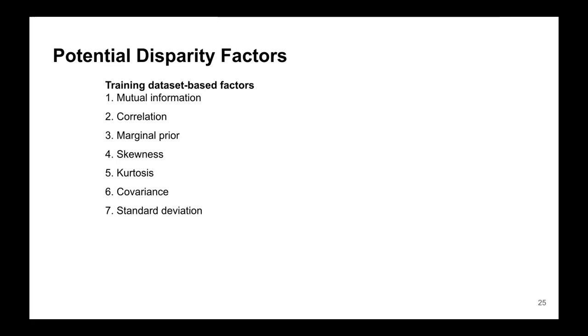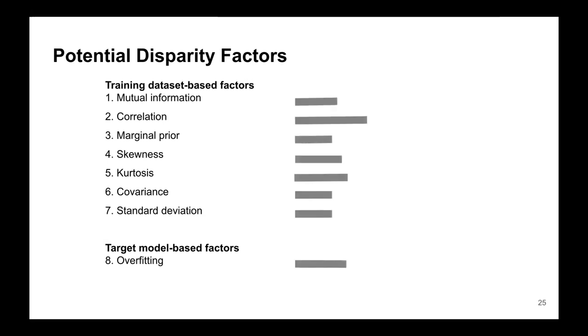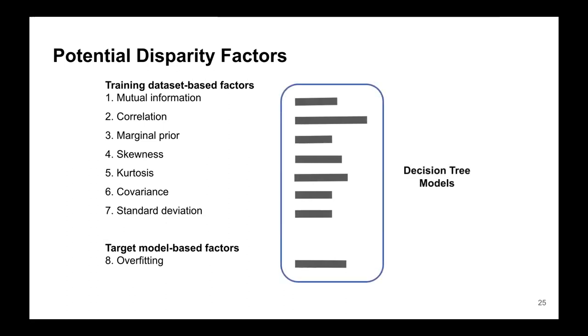Okay, so now we want to further analyze what potential disparity factors might contribute to this phenomenon in model inversion attacks. We come up with two sets of possible factors. One is training dataset based, like the mutual information correlation between the subgroup attribute and the label attribute. The other is target model based factors, like overfitting, and we analyze how those impact the model. We observe that when the model is a decision tree, the correlation factor has the highest impact on the disparity in model inversion attacks.